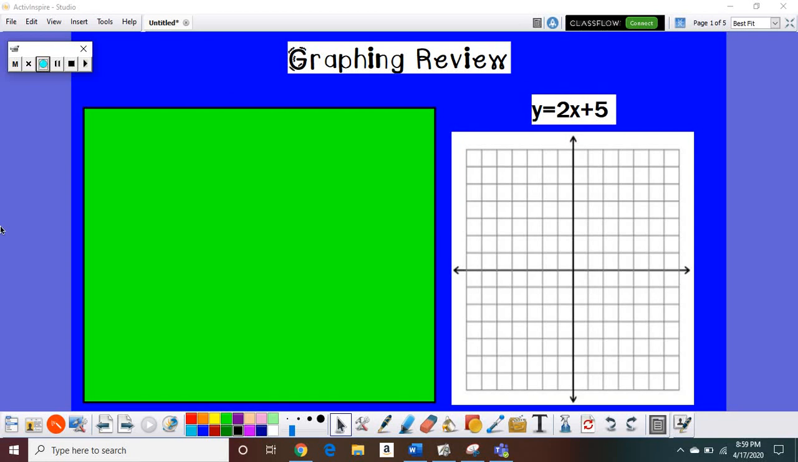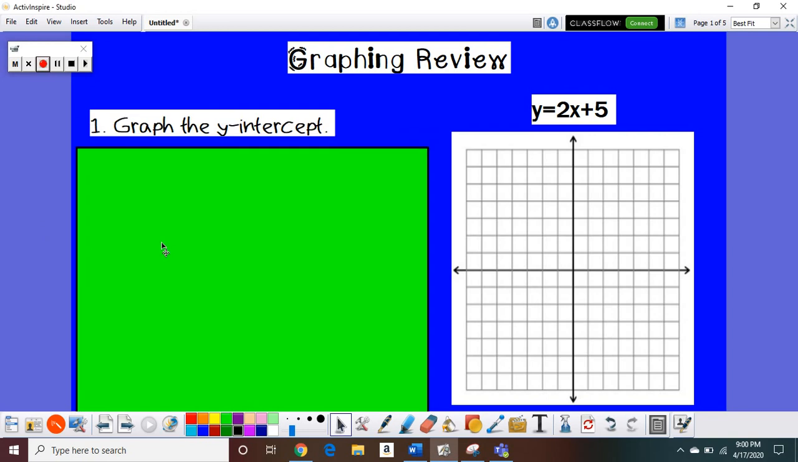Hi everyone. This week we are going to start our unit on solving systems of equations. The first way we are going to look at solving systems of equations is by graphing. Before we get into that, I just wanted to do a quick review on how to graph a line from an equation on the coordinate plane.